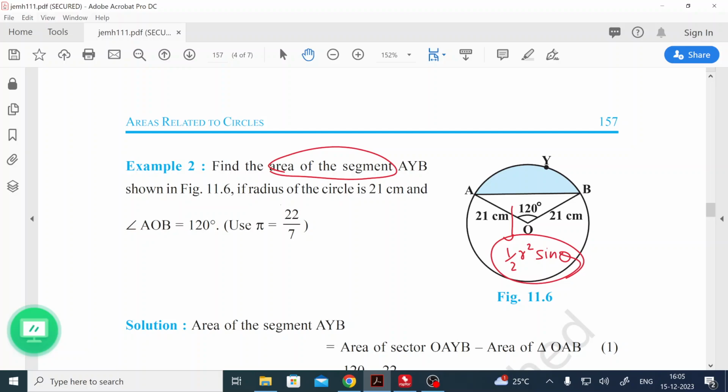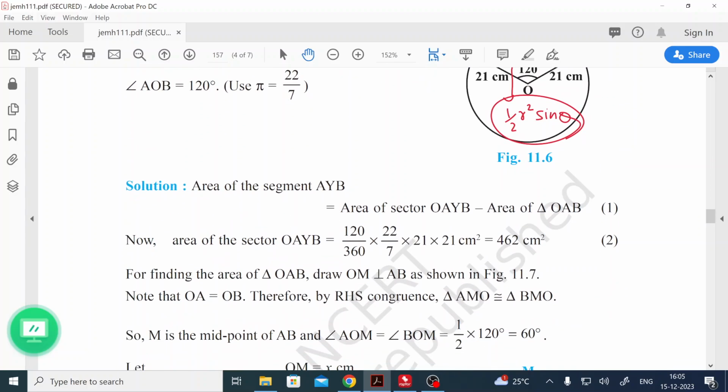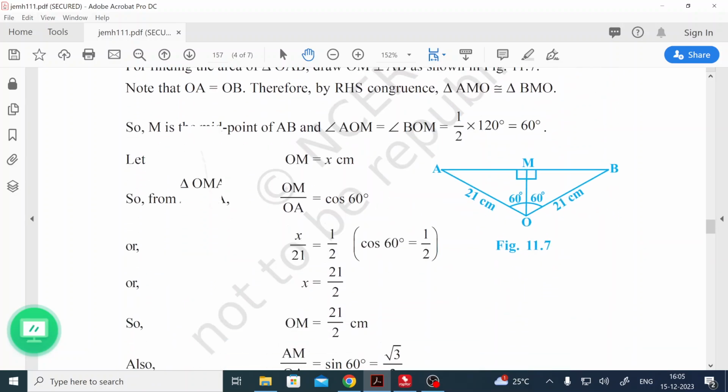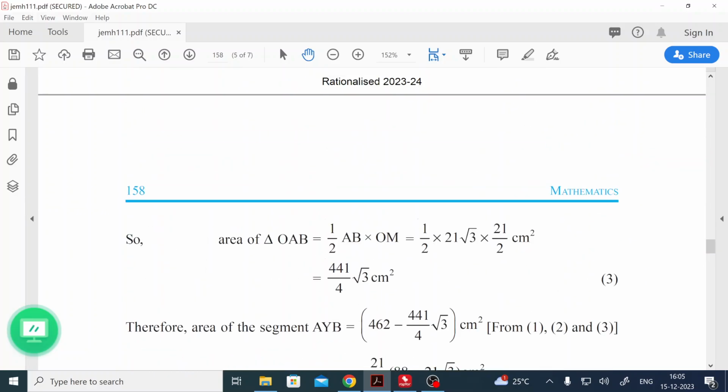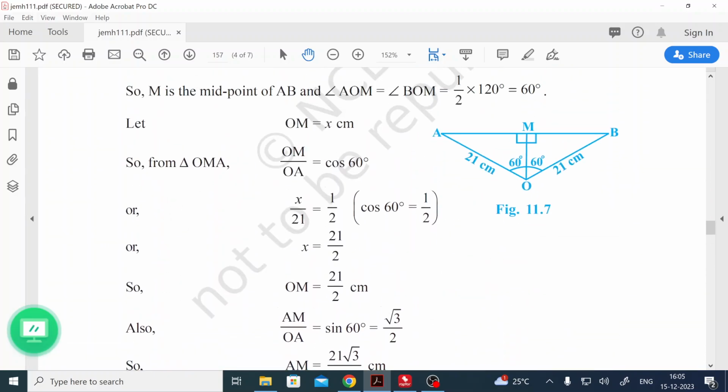When you subtract, you will be getting the answer. See, area of sector minus this. But they did it separately. You do it together. Something they did here, long, cos, tan, something. That is the extra work. I don't know why they are doing it like this. That formula which I gave, use that.